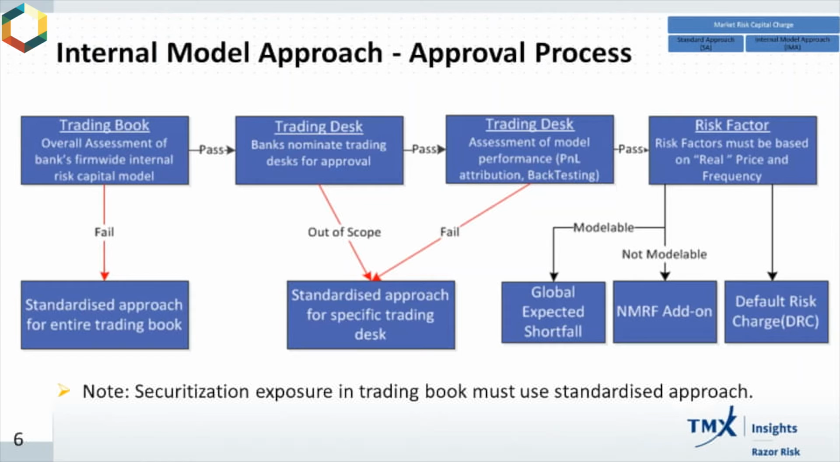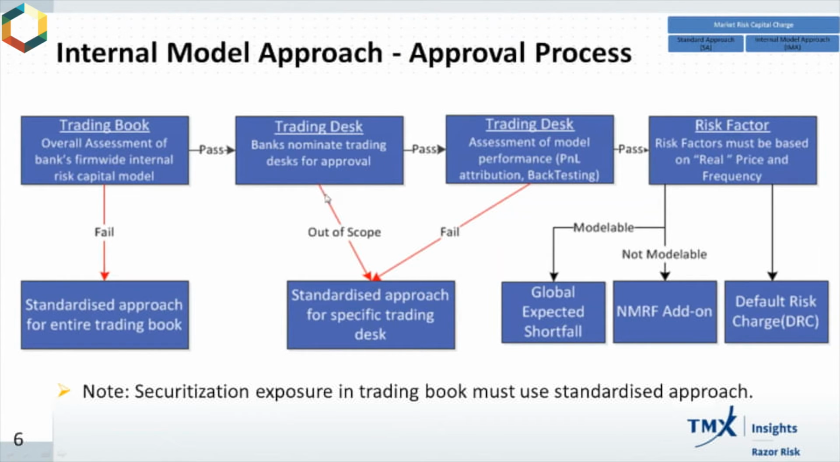So this is the internal model approval process. Since we have SA and IMA, this is the process to determine which one to use. First, we start with the overall assessment of the bank's firm-wide internal risk capital model. If it fails, then the entire trading book will need to use the standardized approach. If it passes, the bank will nominate the desk for approval.